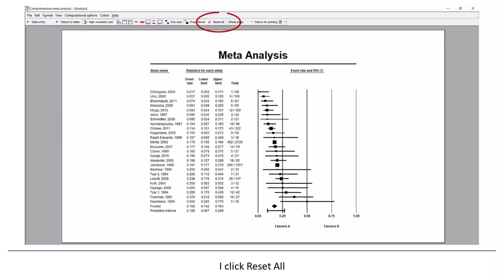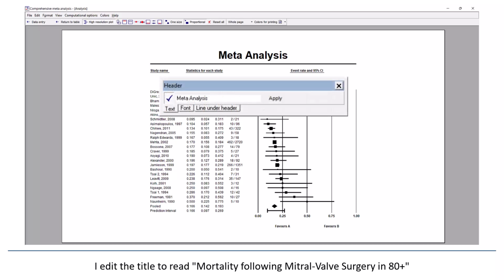I click Reset All and choose Colors for Printing. I right-click on the title. I edit the title to read Mortality Following Mitral Valve Surgery in 80+.